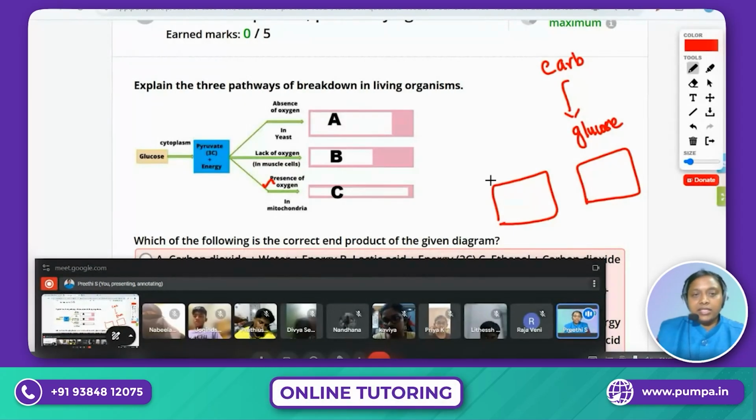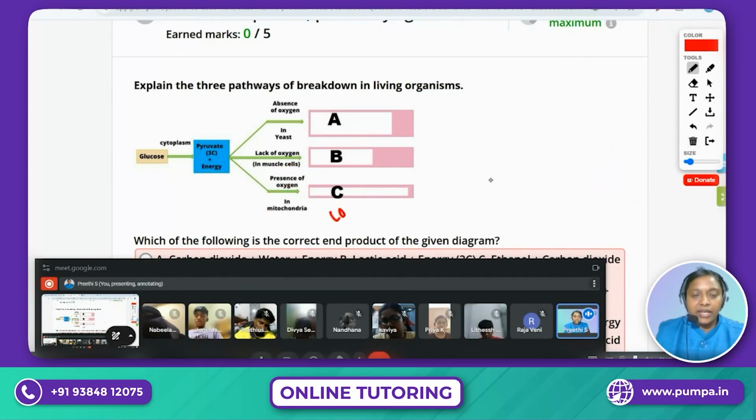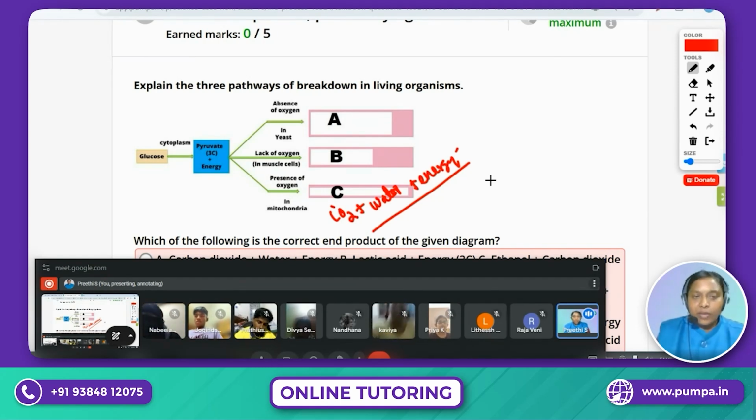In the case of presence of oxygen, it will enter into the mitochondria, and then it will produce carbon dioxide, water, and energy in each and every cell. These are the byproducts of presence of oxygen, or aerobic respiration. You should learn this and understand it very clearly, because every time we receive questions from the respiration part.